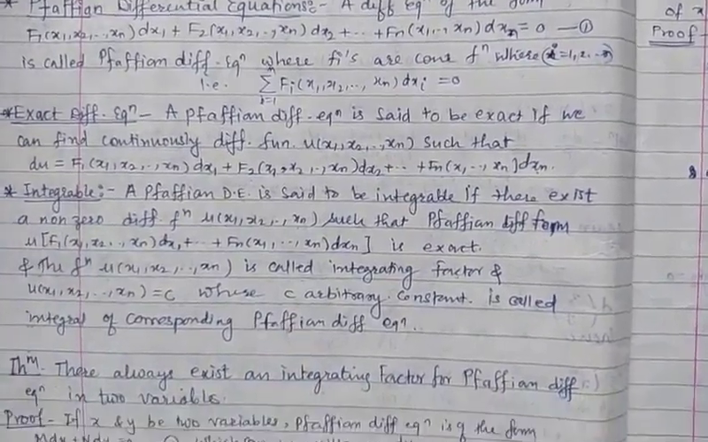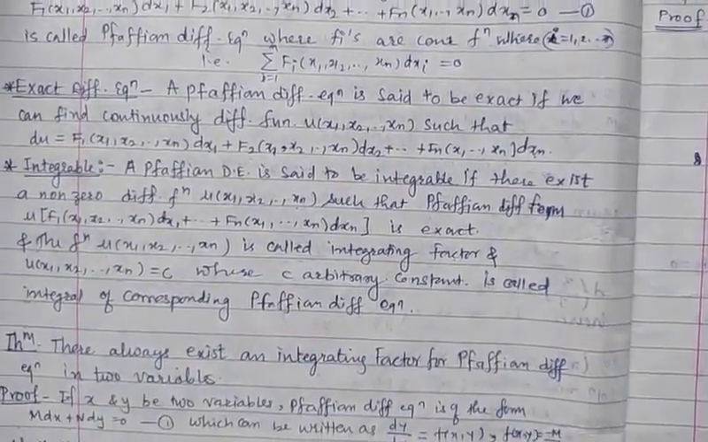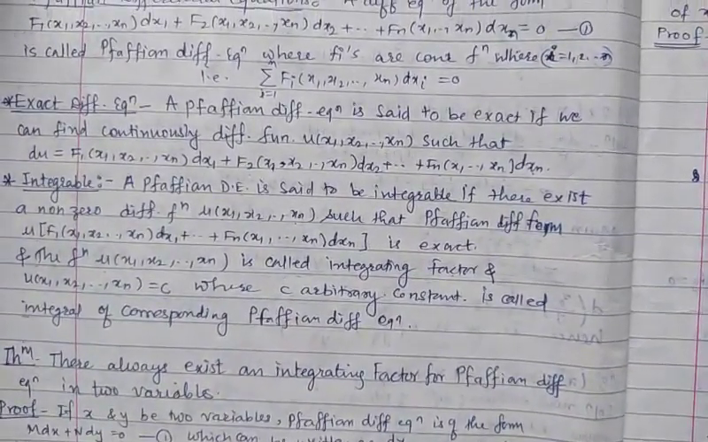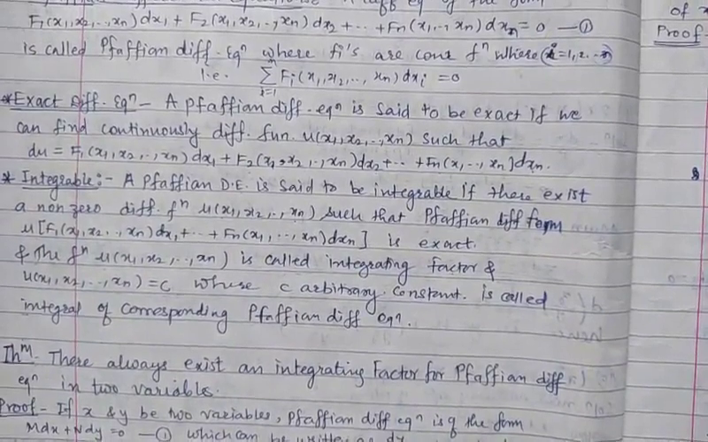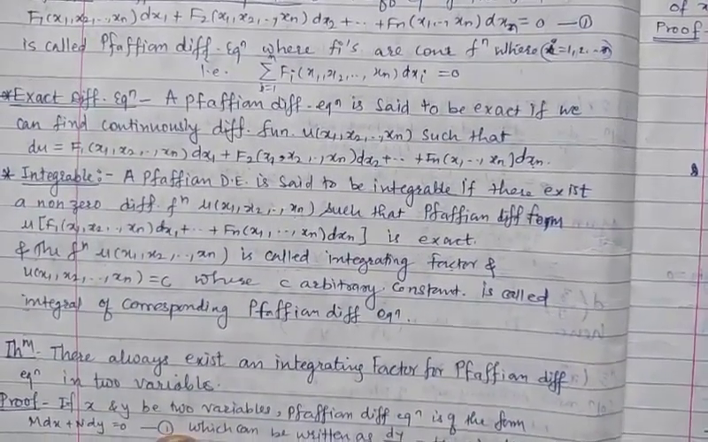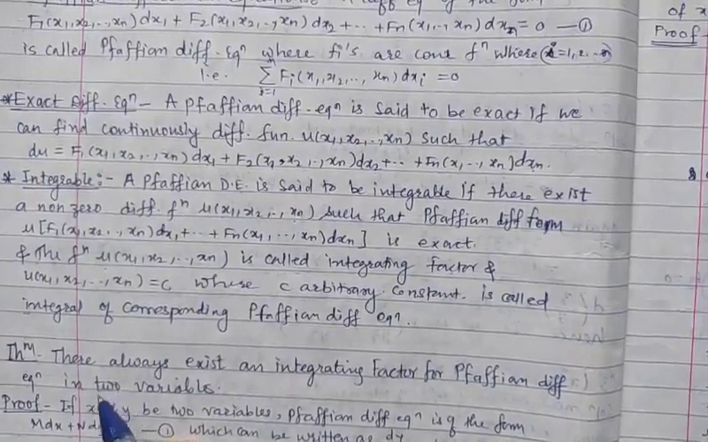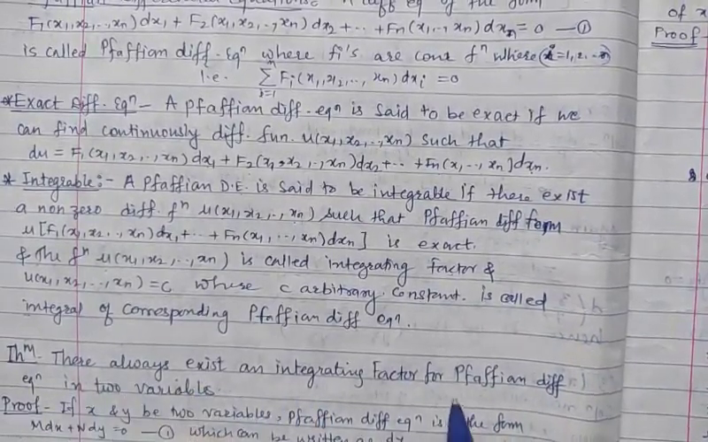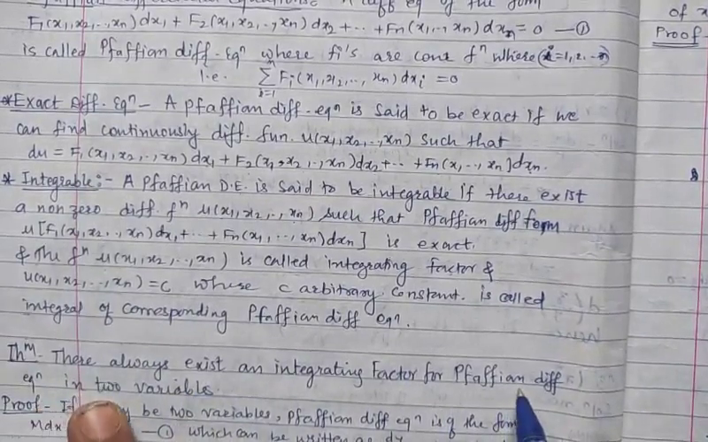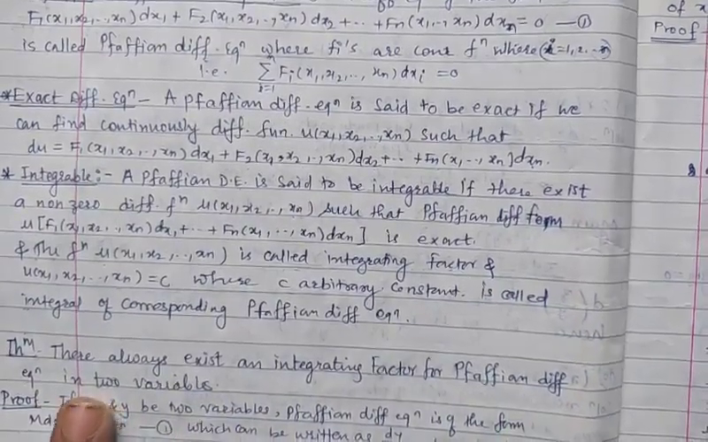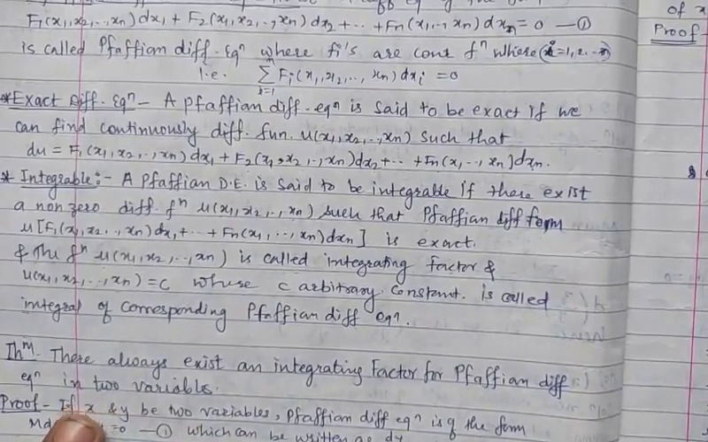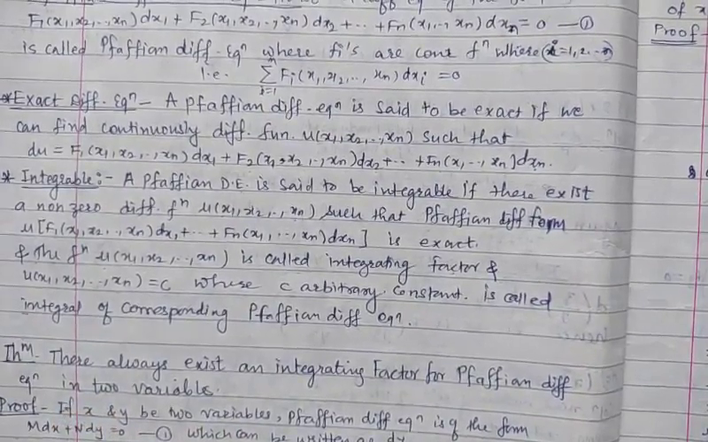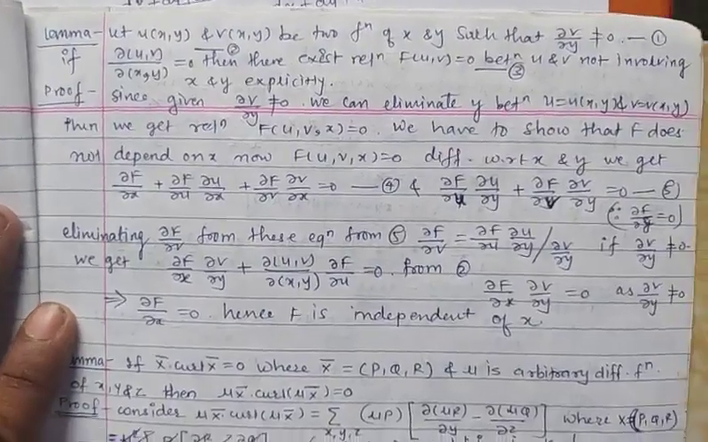Now we have the theorem. There always exists an integrating factor for a Pfaffian differential equation in two variables. So this is the statement of the theorem: there always exists an integrating factor for a Pfaffian differential equation in two variables. Remember this condition always. The proof is not needed. Now let's see the lemma.